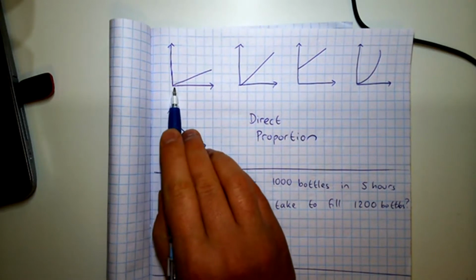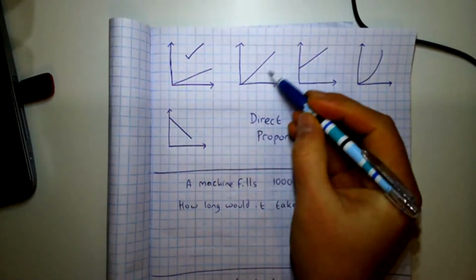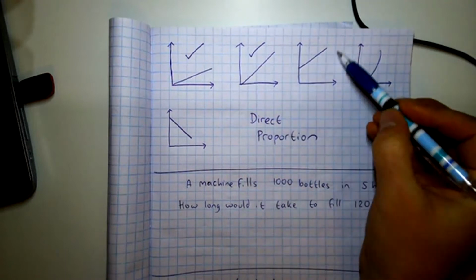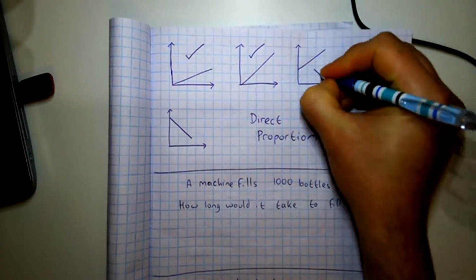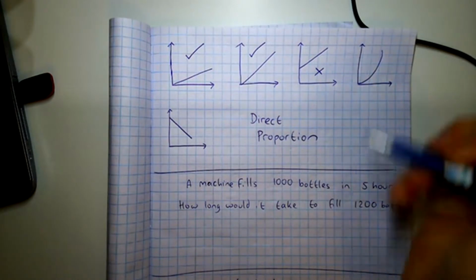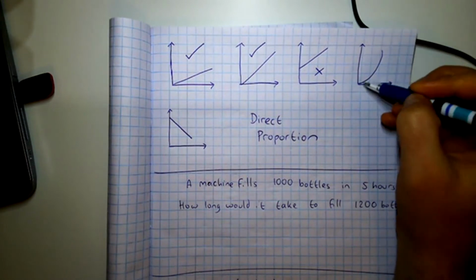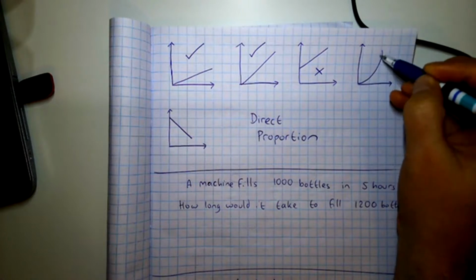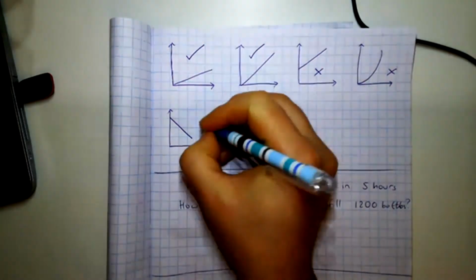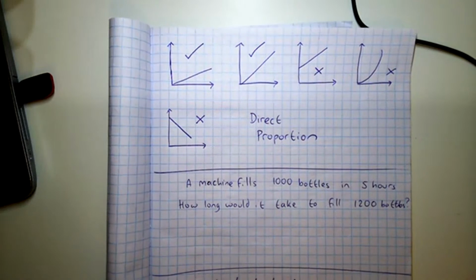So this straight line goes to the origin, so yes, it's in direct proportion. This one, straight line, goes to the origin, yes, it's in direct proportion. This one's a straight line, but it does not go through the origin, so it's not in direct proportion, but it is in proportion. This one, it goes to the origin, but it's not a straight line. So you can see as one thing doubles, the other one more than doubles. So it's not in direct proportion. And this one doesn't go through the origin. So that's a little bit about how to identify things from a graph.